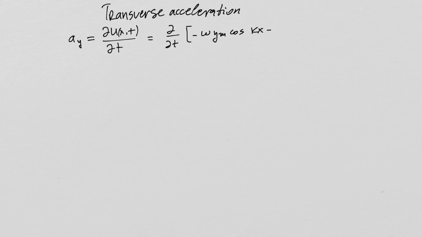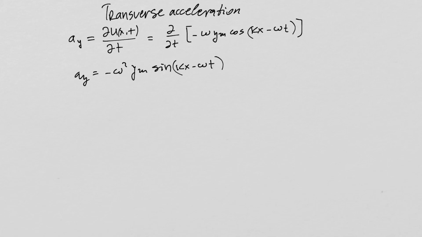I can also calculate the acceleration with which the string element is moving vertically up or down, and that will be the transverse acceleration. By definition, the acceleration is simply the time derivative of the velocity. So let's call the transverse acceleration ay, since the motion is in the y direction. That will be, again, the partial derivative of the transverse velocity with respect to time. So this will be the partial derivative with respect to t of minus omega ym cosine of kx minus omega t.